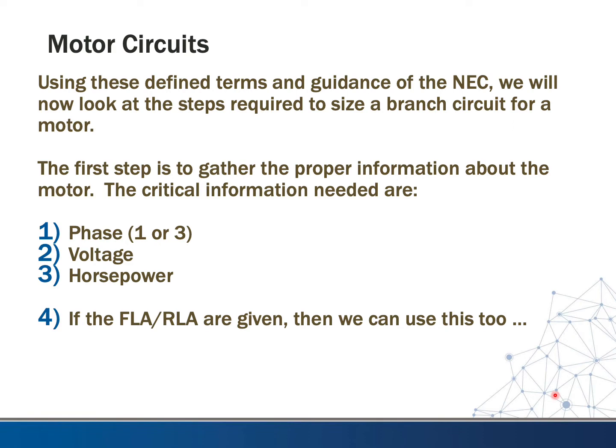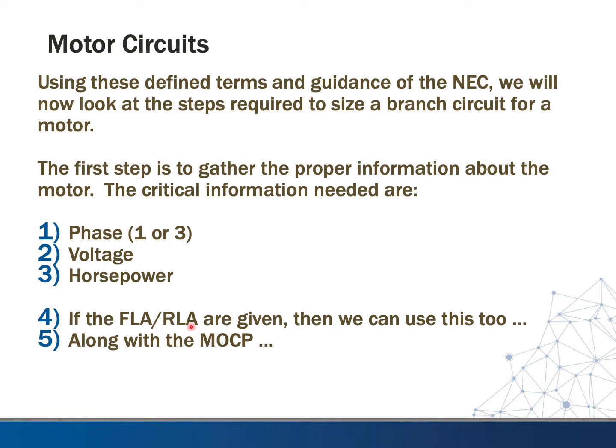Additional information that we might be given is the full load amps or running load amps. That might be given to us, but not always. And the maximum overcurrent protection, this might be given as well. So we always should have the first three items. We might have the fourth and fifth.